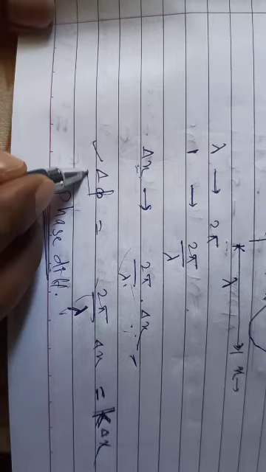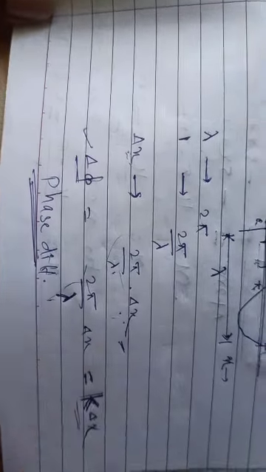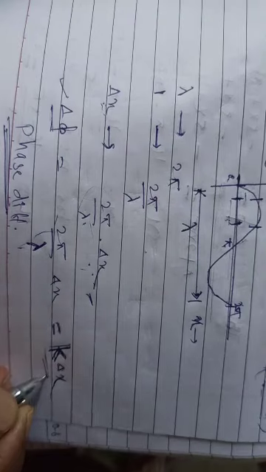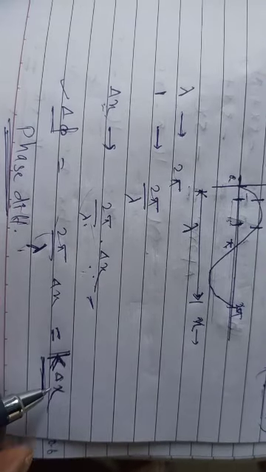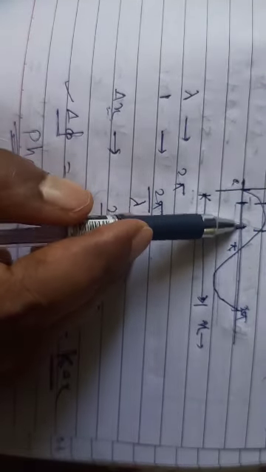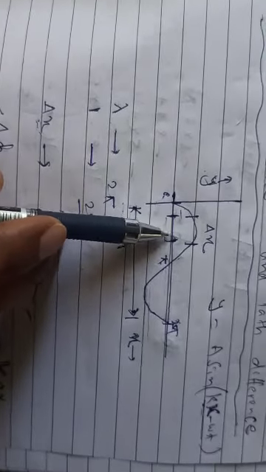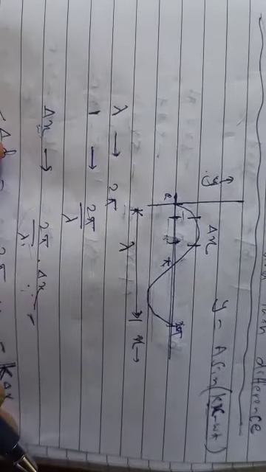Phase difference delta phi is related with the path difference. This delta x is known as the path difference. Okay, because this is the difference between the 2 points. Delta x was the difference between the 2 points.